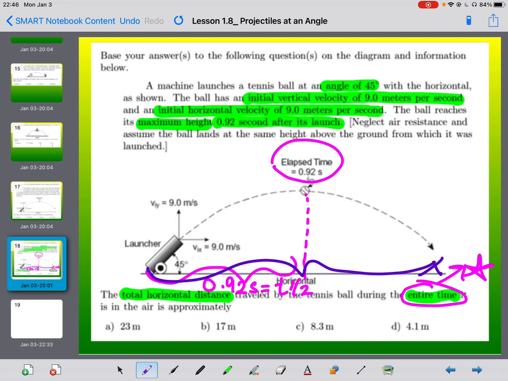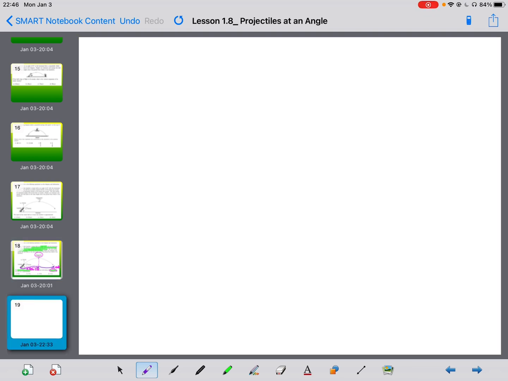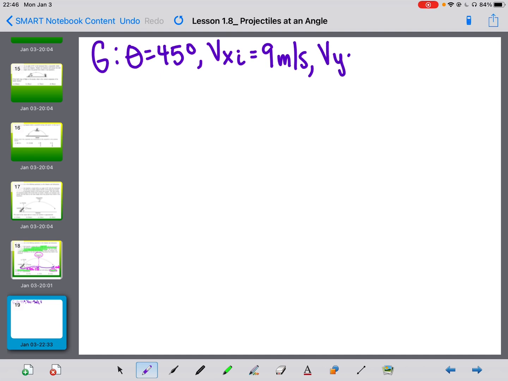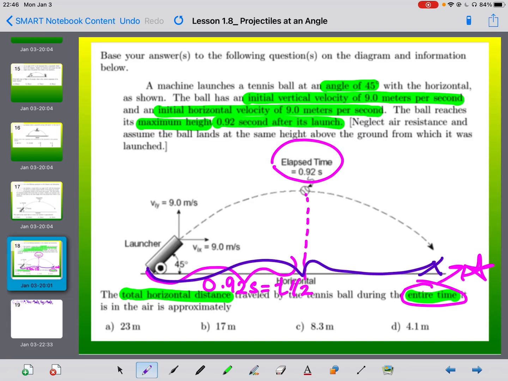With that being said, we're going to have to do something to the time. So I'm going to go to the next slide and do my GUESS method. I'm going to write down some important information we got. We have an angle of 45 degrees. We have an initial horizontal velocity of 9 meters per second. We also have an initial vertical velocity of 9 meters per second. Let's see, what else do we know? We know that the ball reaches its maximum height at 0.92 seconds.